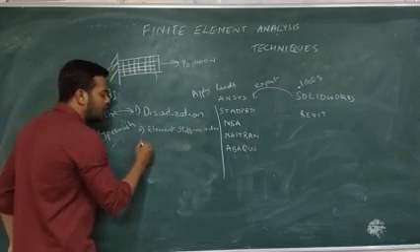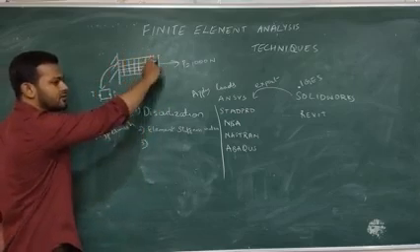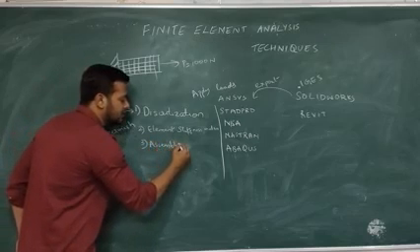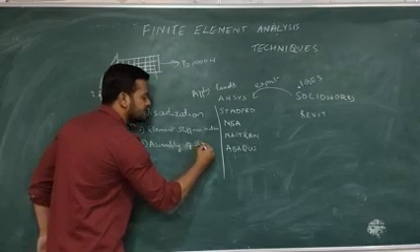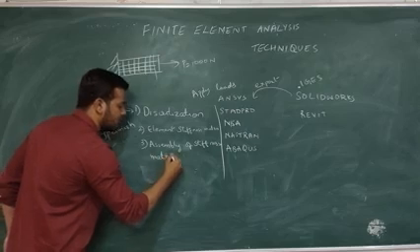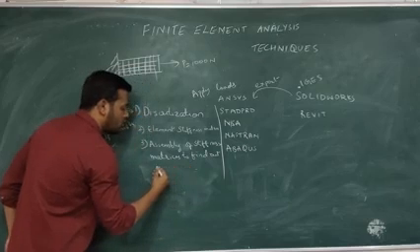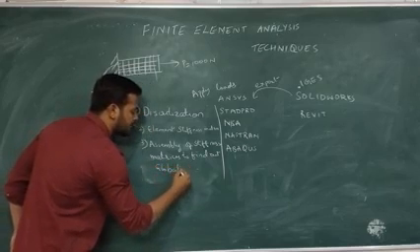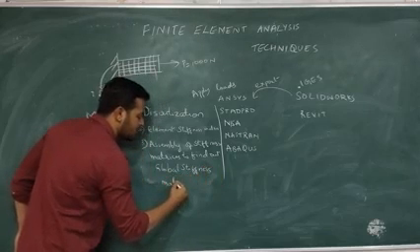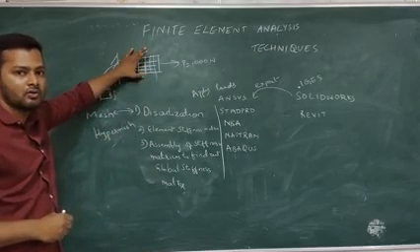Next, I will assemble all those elements and find out the stiffness of this complete model. So the next step is assembling of stiffness matrices to find out the global stiffness matrix. The global stiffness matrix will give us the stiffness of this complete model.